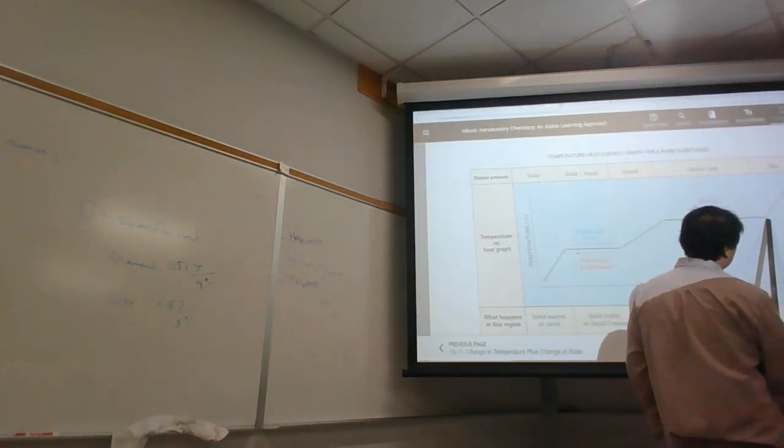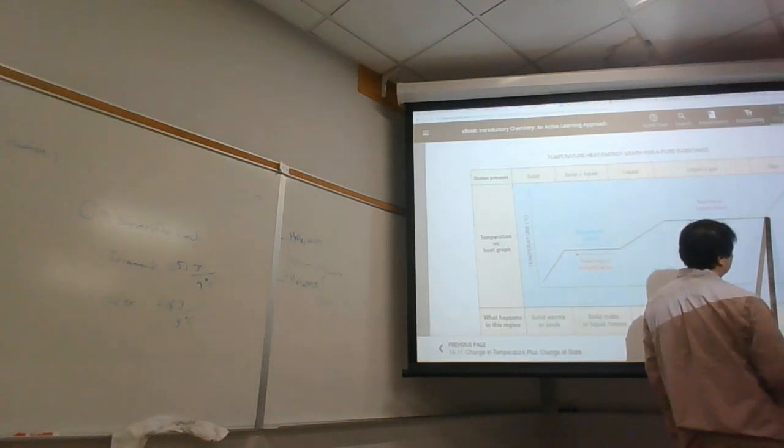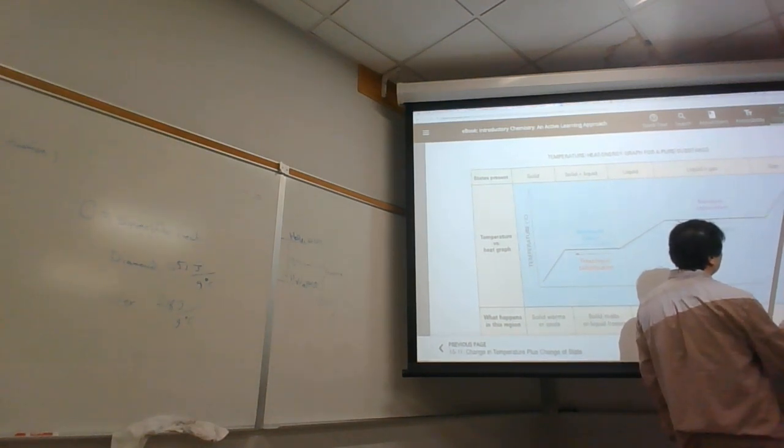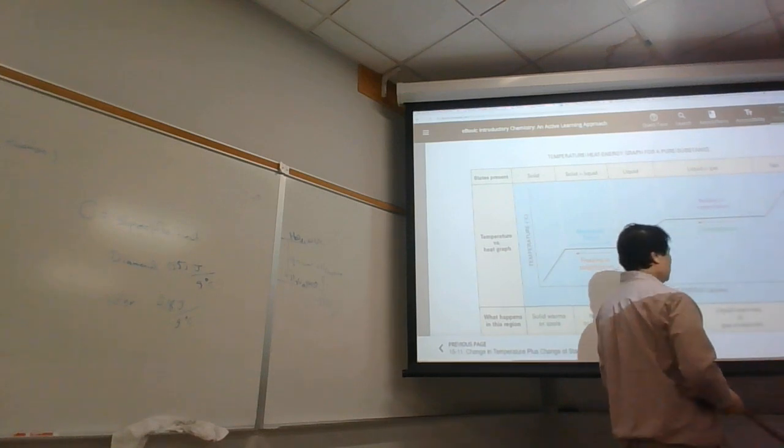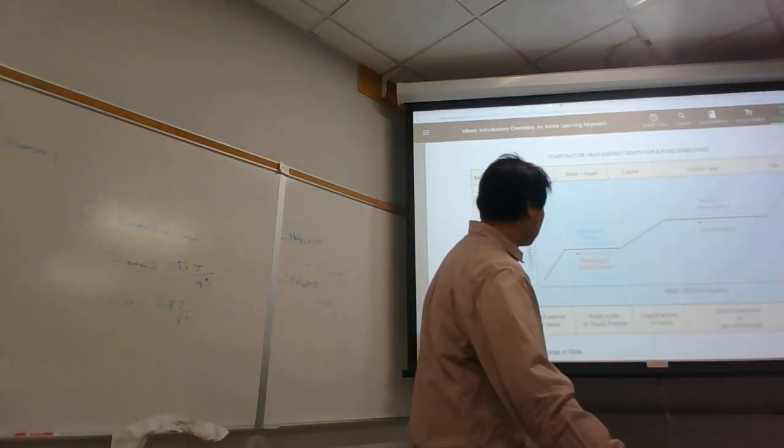Then we end up with steam at 100 degrees C, but we can get superheated steam by warming it up more. So that will be it. And so we have different equations for different segments of this curve.